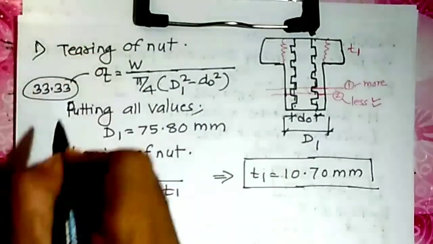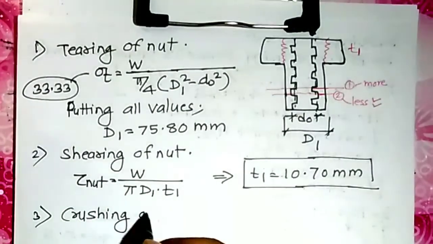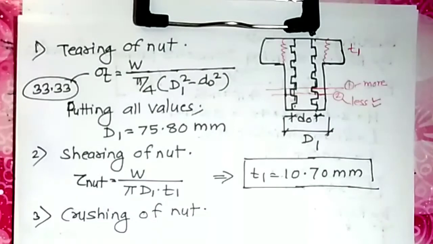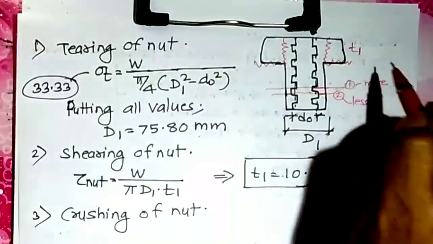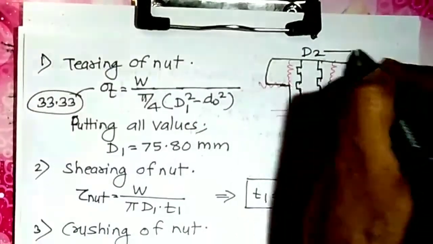So D1 is already calculated. Now we can calculate T1 by putting value of D1 in this equation, W divided by pi D1 T1. So T1 is calculated, it comes out to be 10.70 Newton per millimeter.